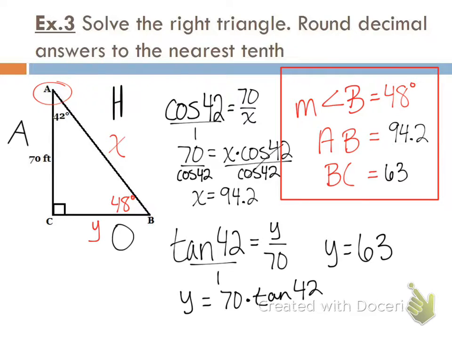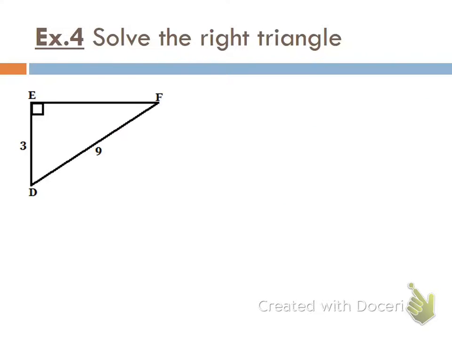Questions about example 3? Okay. Solve the right triangle. This time, we were not given any degree measures. We were only given two sides. So that means we are going to have to find the measure of angle D, the measure of angle F, and the length of side EF. We do not need trig to find the length of EF. How can we do that?